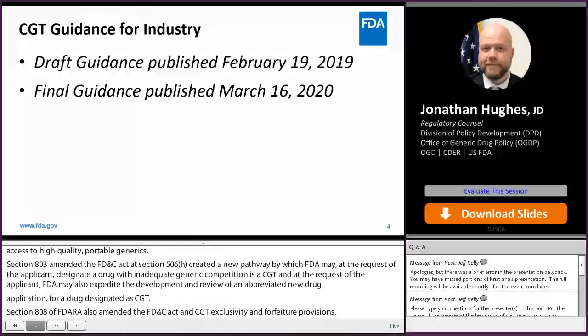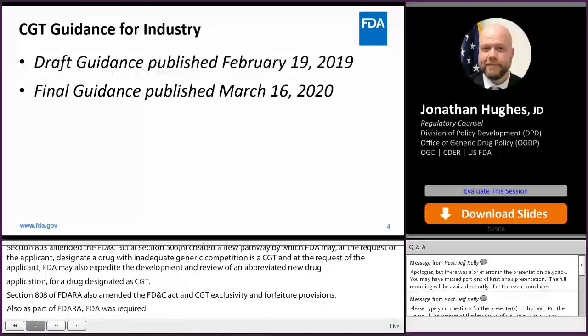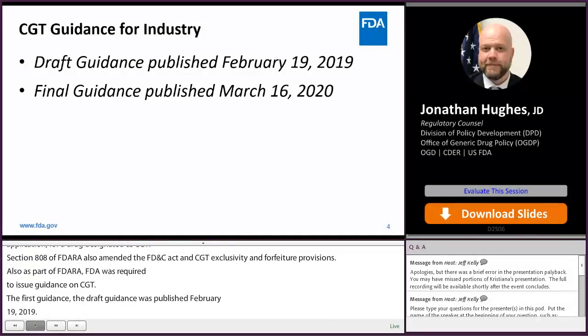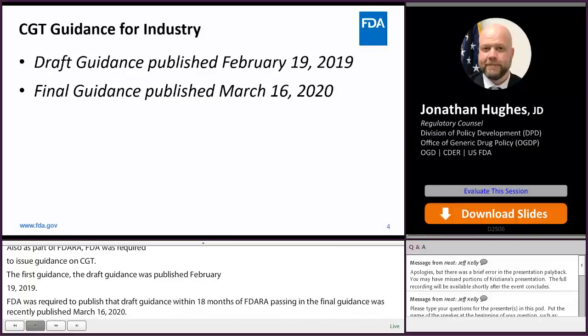The first guidance, the draft guidance, was published February 19, 2019. FDA was required to publish that draft guidance within 18 months of FDARA passing. And then the final guidance was recently published on March 16, 2020. FDA was required by FDARA to publish that 1 year after the docket closed on the draft guidance. So we were able to publish that a little bit early. The statutory deadline was April 21st, 2020.